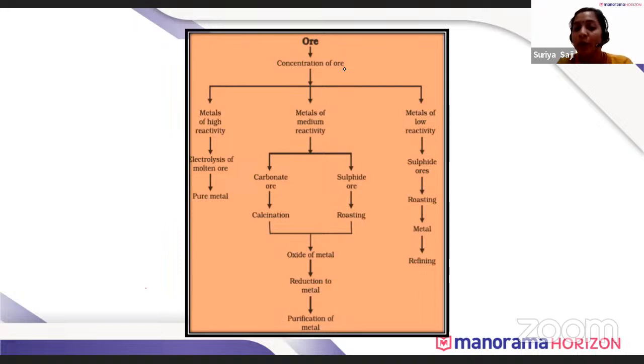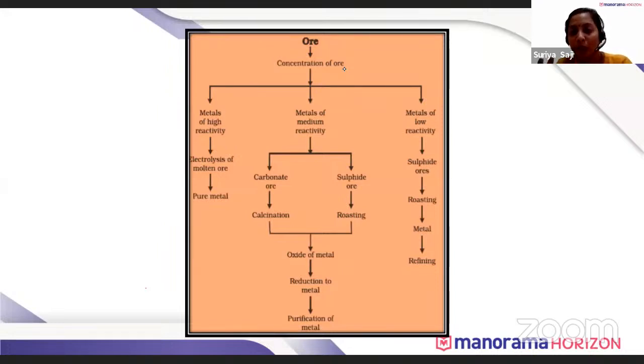Then what will we do? We will reduce the oxides. We will do reduction, removing that oxygen part. That is known as reduction. Then we will do purification. So this is what we do for medium reactivity. Metal carbonates and metal sulfides are of medium reactivity.